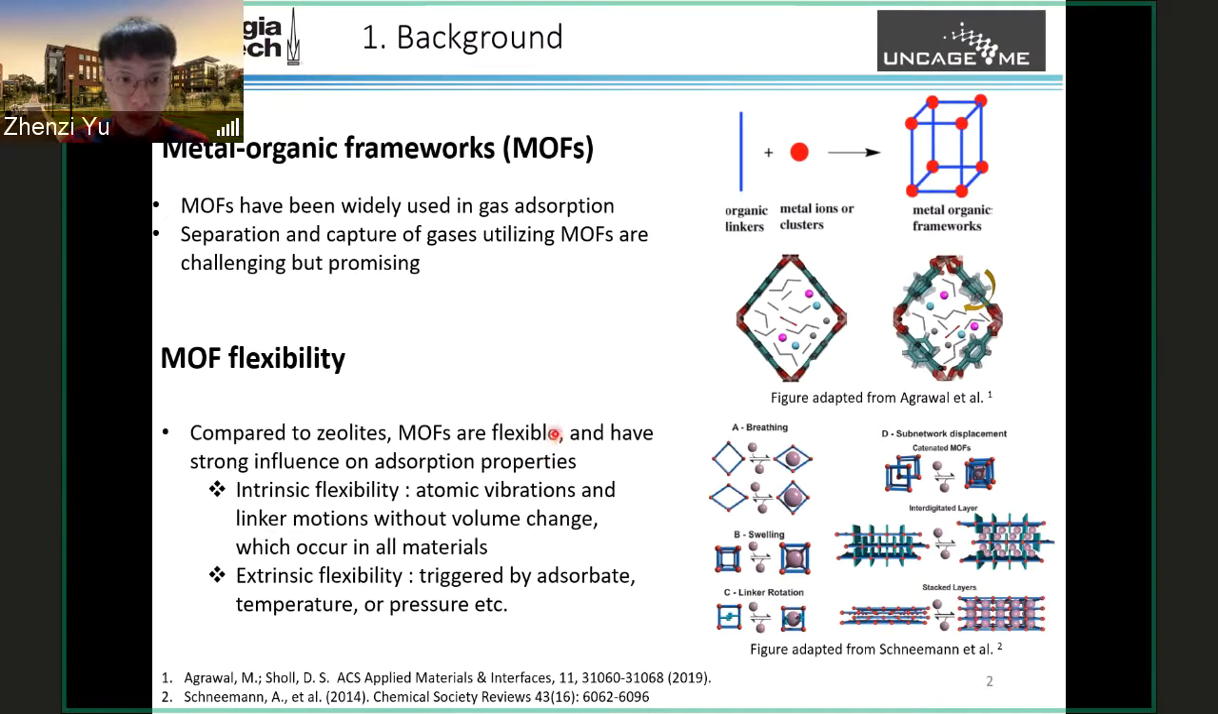So what is flexibility for MOFs? Compared to zeolites, MOFs are flexible, and this has a strong influence on adsorption properties. There are mainly two types of flexibility. The first type is intrinsic flexibility, which includes atomic vibration and linker motions without volume change, and it occurs in all materials. The second type is extrinsic flexibility, which is triggered by adsorbate, temperature, pressure, etc. The figure on the bottom is an illustration of extrinsic flexibility triggered by adsorbate. Some well-known MOF properties, say breathing and swelling, are one of this type.